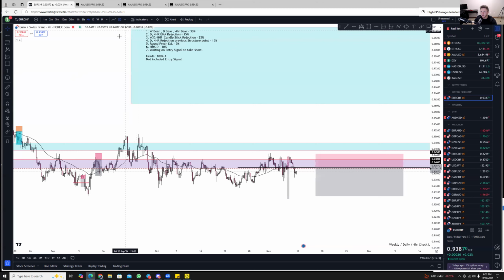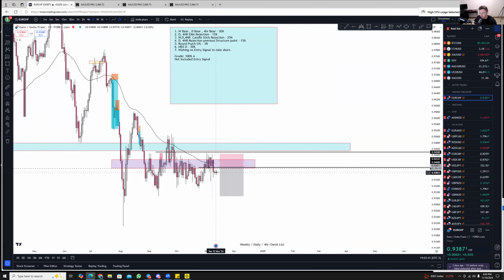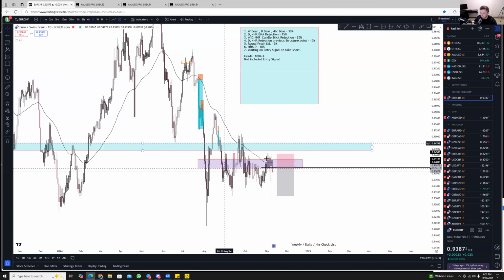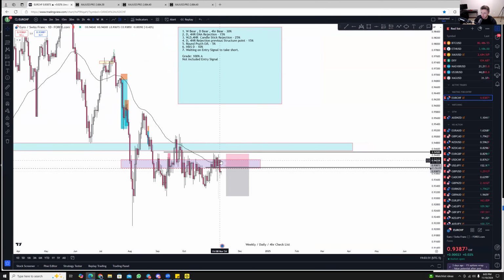Next step is EMA rejection. We have a daily rejection of our EMA. We have a 4 hour rejection off of our EMA here as well. And then rejection from previous structure point. Here's your previous structure point. How do you find it? Here's your low, here's your high, here's your low, here's your high. Boom, boom. We got a rejection. As you see, it rejected from here, higher high, higher low.